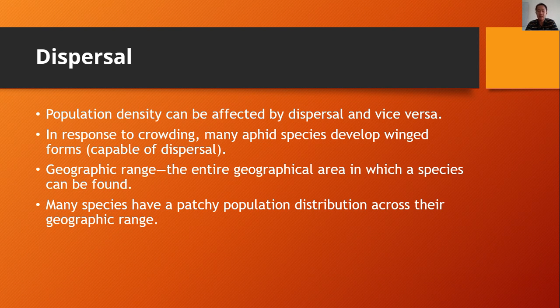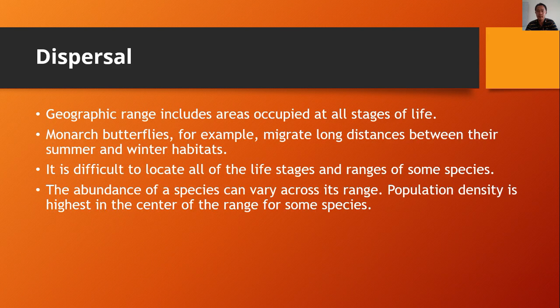Geographic range is the entire geographical area in which a species can be found. Many species have a patchy population distribution across their geographic range. The geographic range includes areas occupied at all stages of life. Monarch butterflies, for example, migrate long distances between their summer and winter habitats.